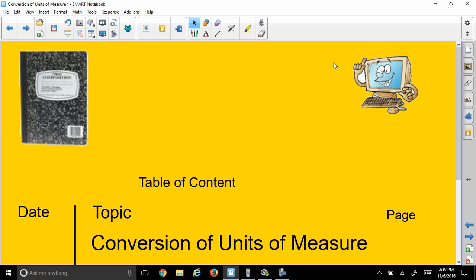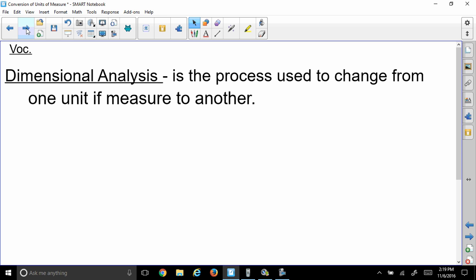This is Dr. Robinson again, and we are going to continue our studies, and we are now talking about conversion of units of measure. When we talk about conversion, that's really dimensional analysis. This is a process of changing from one unit of measure to another unit of measure.